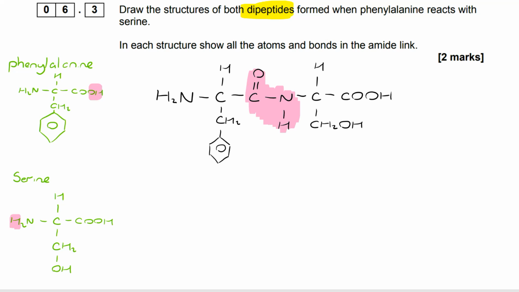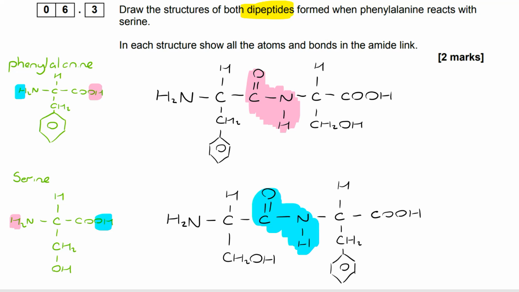Now what we then need to consider is what if the serine was on the left and phenylalanine was on the right? Well, this is what we end up with then. And you can see from the colour coding which parts have been lost in each example as we have put them together.